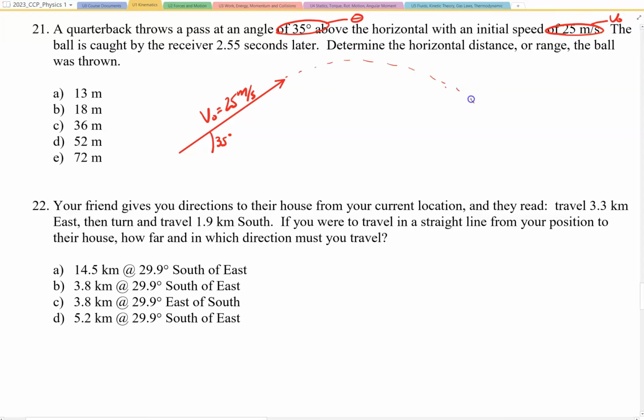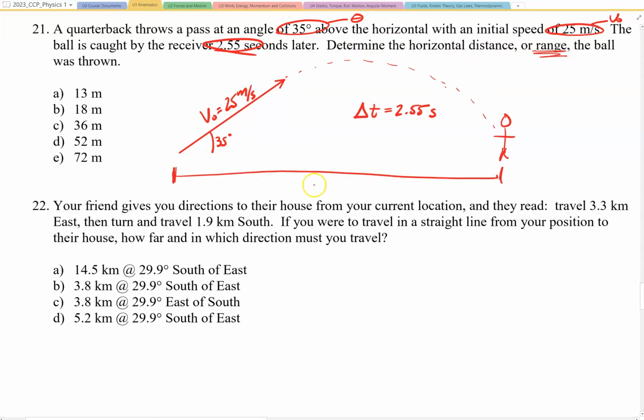So this ball was thrown, and it was caught by the receiver that's all the way down here, and the change in time for that event was 2.55 seconds. Our job is to determine the horizontal distance, or range, that the ball was thrown. So how far was it from point of release to point of reception, our delta x.